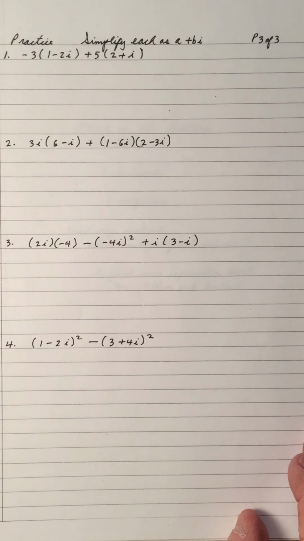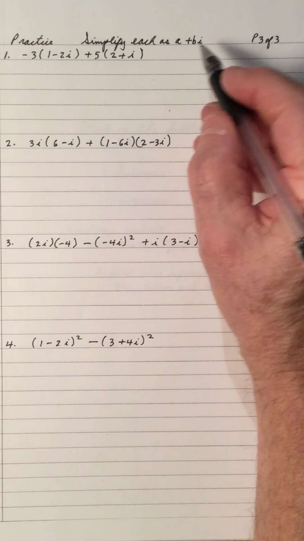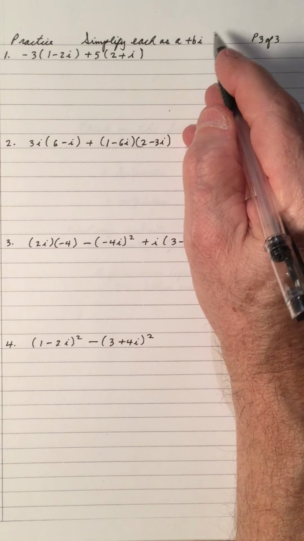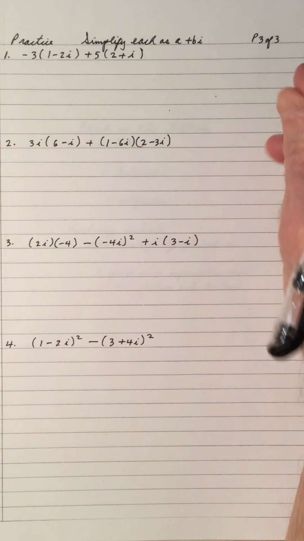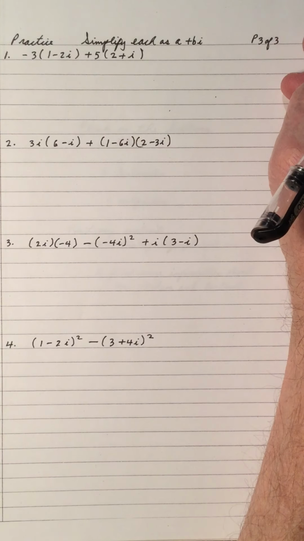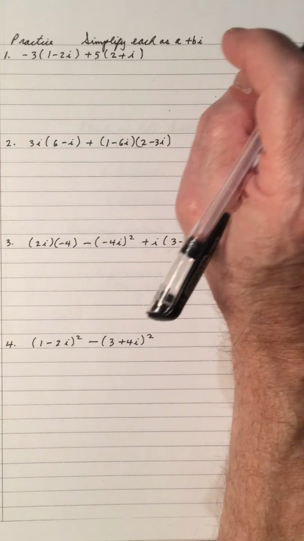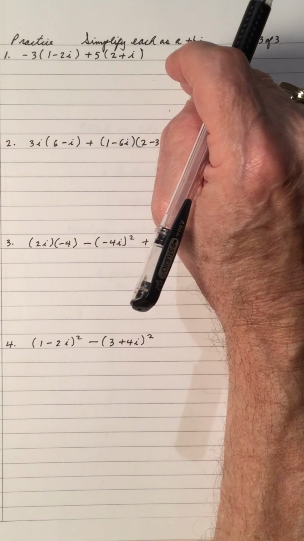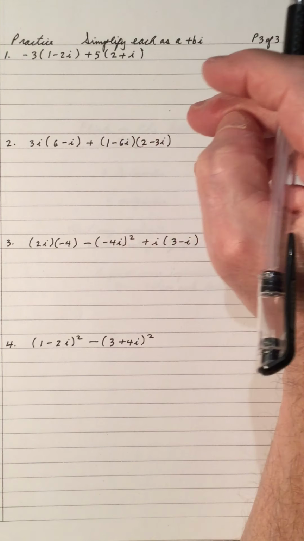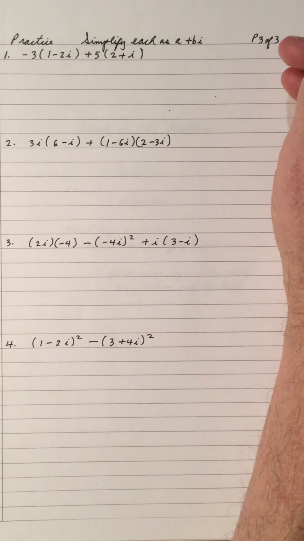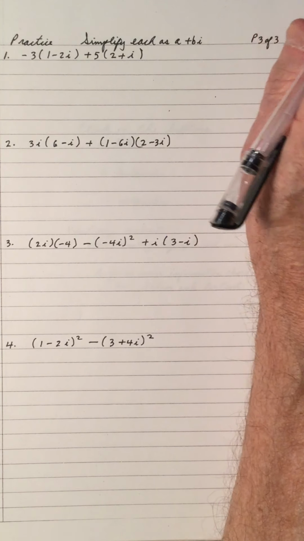And more practice. So we got 4 more to do on this page. Simplify as a plus bi. So if you want, write down the problem, work it out, pause the video, work it out, press play. When you see the answer, do the next one. Pause the video, work it out, press play, and do one at a time to see if you're okay.